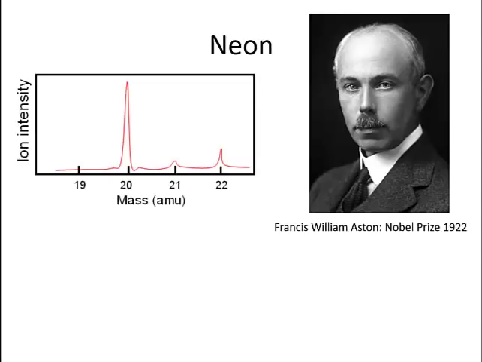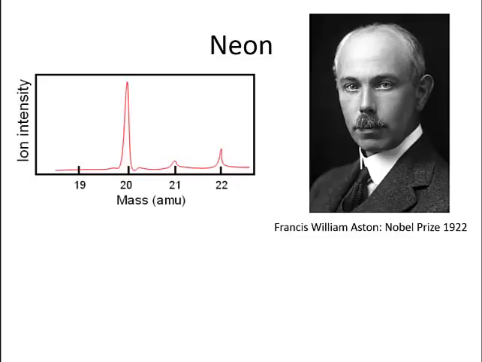We're going to begin our story with a technique called mass spectrometry. In 1922, Francis William Aston was awarded the Nobel Prize in Chemistry for his work on isotopes. Here we see some of his work on neon. What I'll say is that he used an instrument called a mass spectrometer, which we'll take a look at in a moment, to measure the isotopes present in a sample of neon.